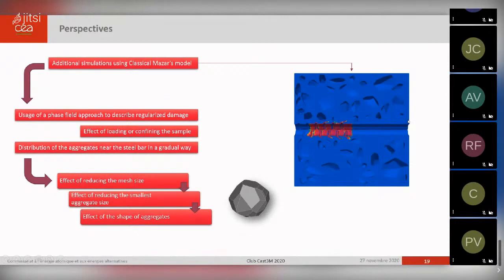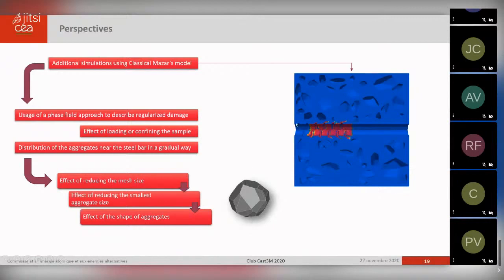An additional thing to do is to explore the usage of a phase field approach to describe the regularized damage. And of course, to study the effect of loading and confining the sample from outside, which was studied previously in the macroscopic studies, in order to compare the effect on the shapes of the cracking and on the global behavior.